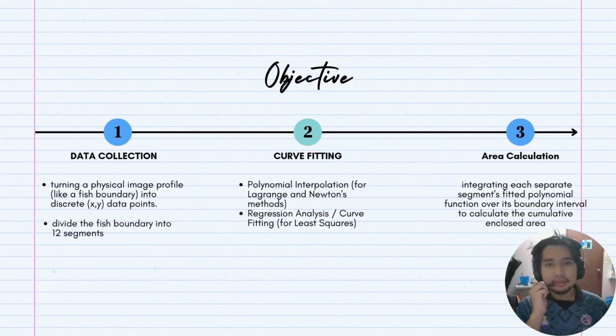Moving to objectives. The first objective is data collection, which is turning the physical image profile, like a fish, into discrete XY data points and dividing the fish boundary into 12 segments. Secondly, curve fitting, which is polynomial interpolation for Lagrange and Newton's method, and regression analysis, which is for the least square. The third one is area calculation: to integrate each separate segment's fitted polynomial function over the boundary interval to calculate the cumulative enclosed area.